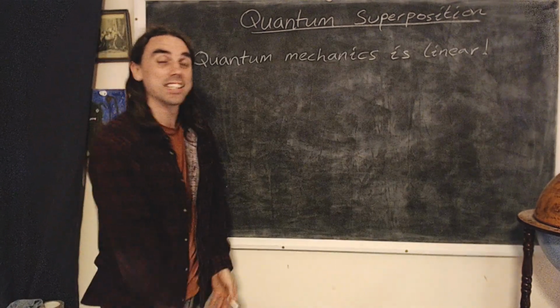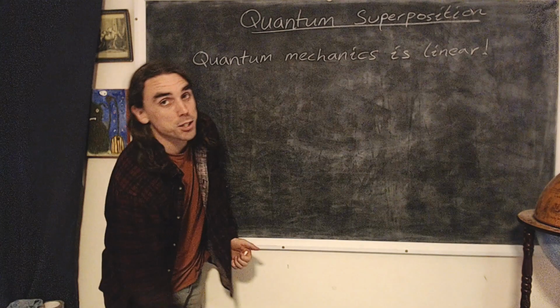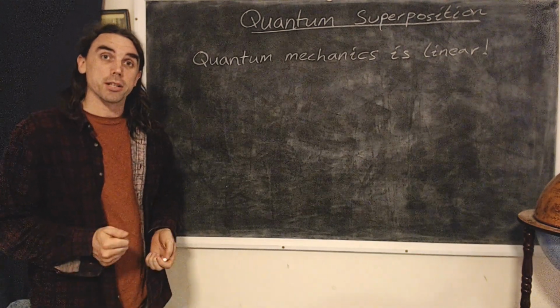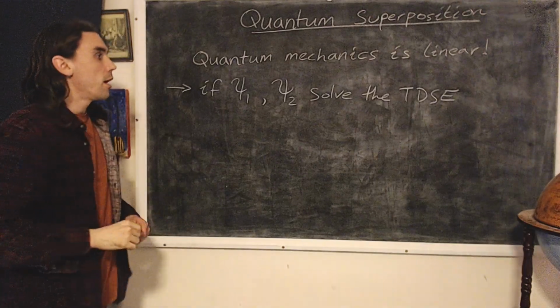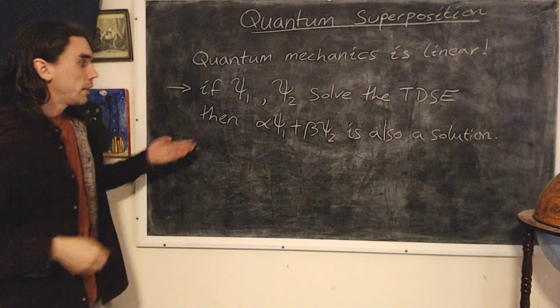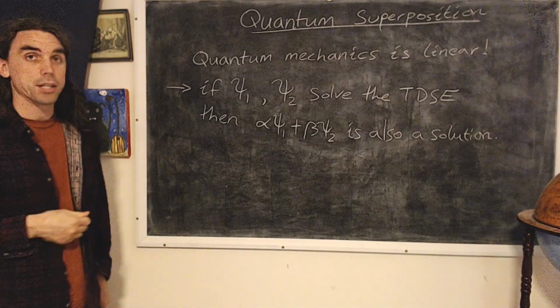What we mean by that is that if two wave functions, psi1 and psi2, are independently solutions to the time-dependent Schrödinger equation, then any linear combination of them also does. That is, wave functions obey linear superposition.